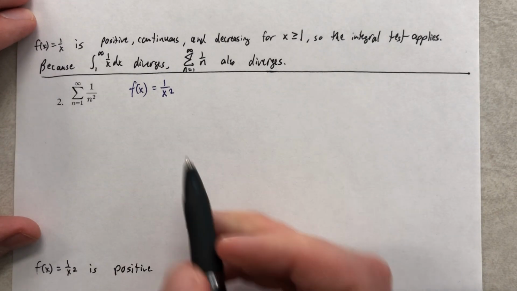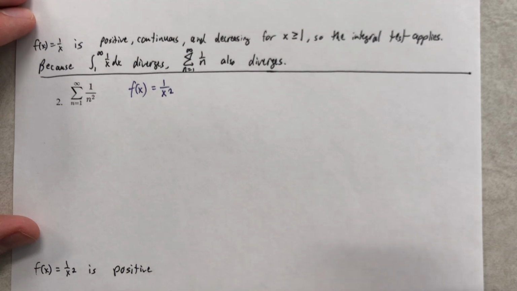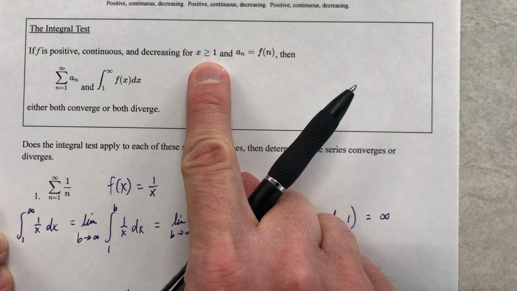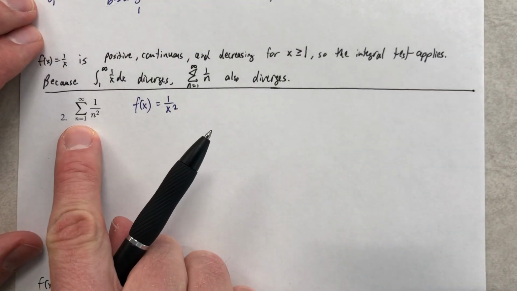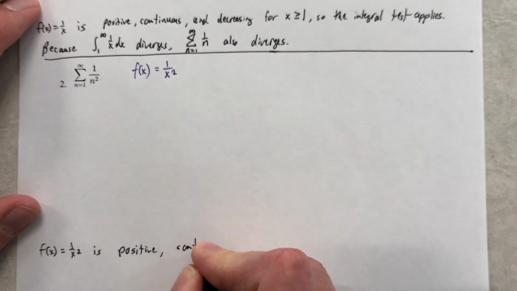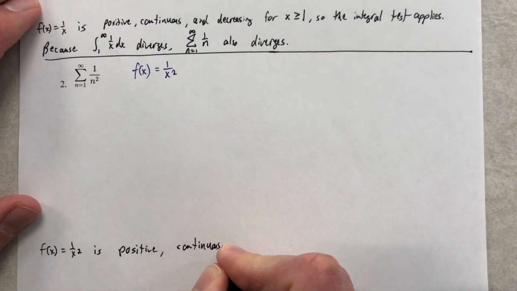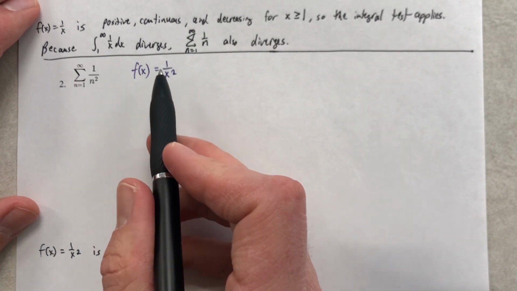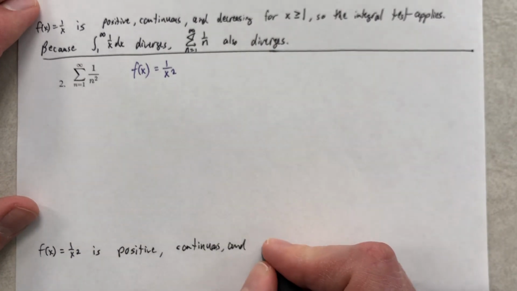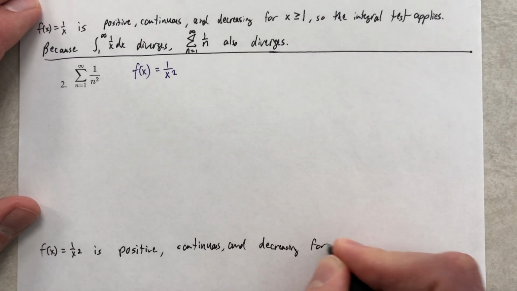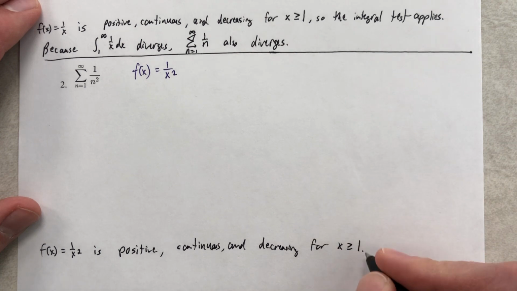It's positive even for negative values of x, but that's not where we're dabbling. Is it continuous? Not at 0, but that's not an issue, because it starts at 1. So positive, continuous. And is it decreasing? Yeah, 1 over 1, 1 over 4, 1 over 9, 1 over 16. And decreasing for x greater than or equal to 1.